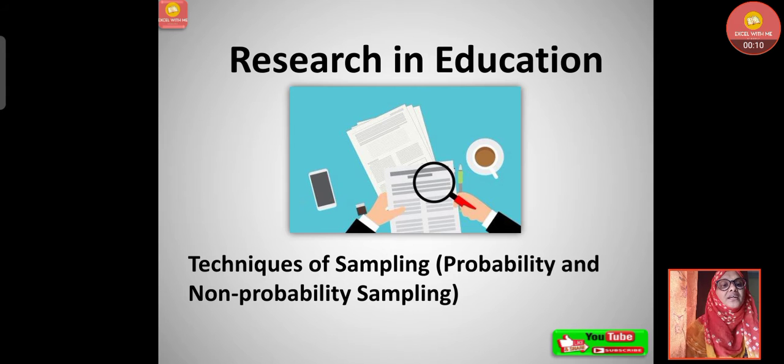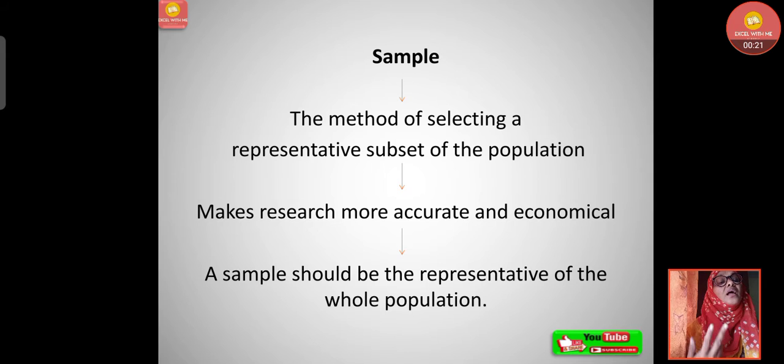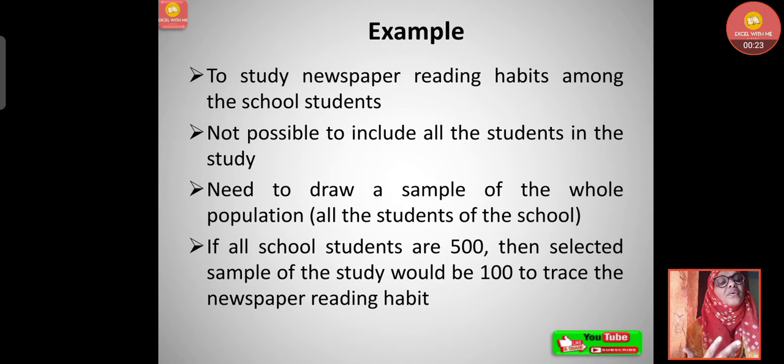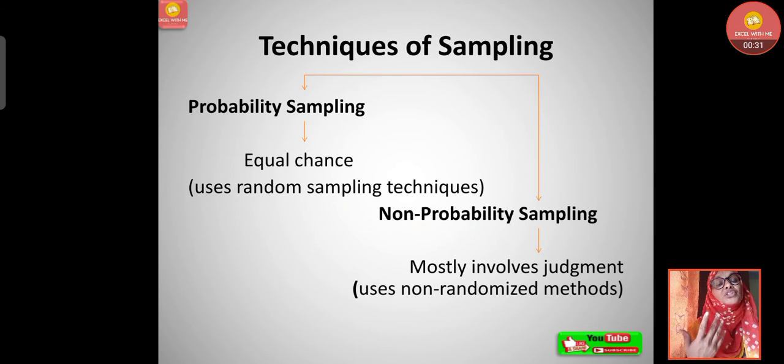Let's start today's class, that is research in education. In the previous class, we understood in detail what is population or universe, what is a sample, and what are the types of sampling, with examples also. Now we have also understood the techniques of sampling, that is probability sampling and non-probability sampling.